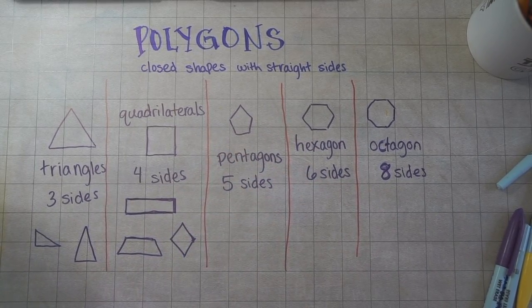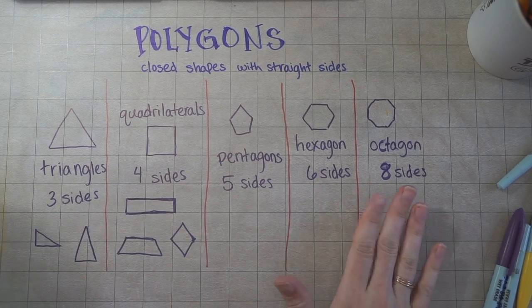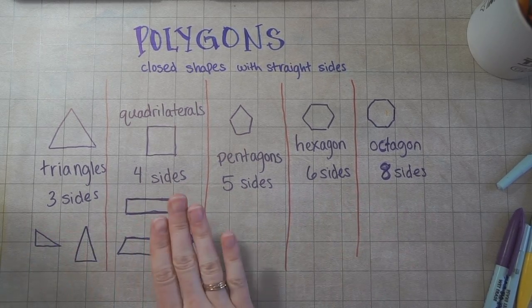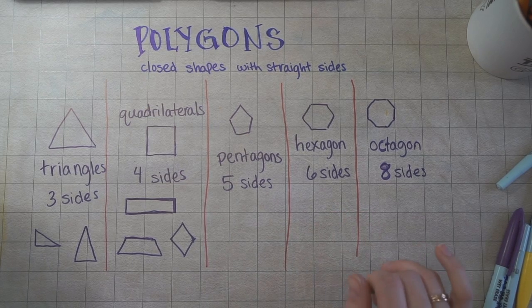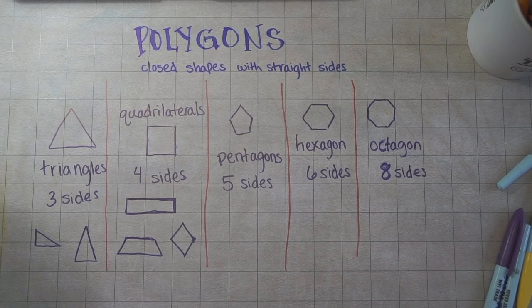All polygons, though, all closed shapes with straight sides, fit into special groups depending on how many sides they have. Even other numbers than these, for example, nonagon has 9 sides, things like that. But for your work in 3rd grade, these are the big 5: triangles, quadrilaterals, pentagons, hexagons, and octagons. Whew, that was a lot of shapes.